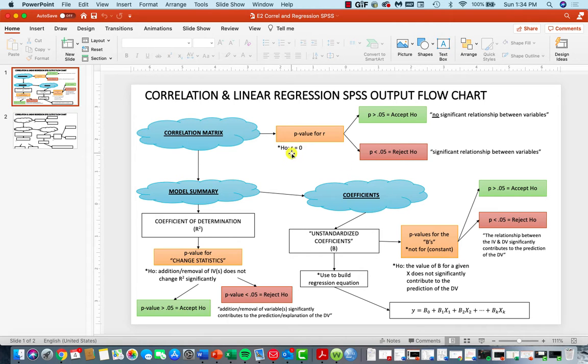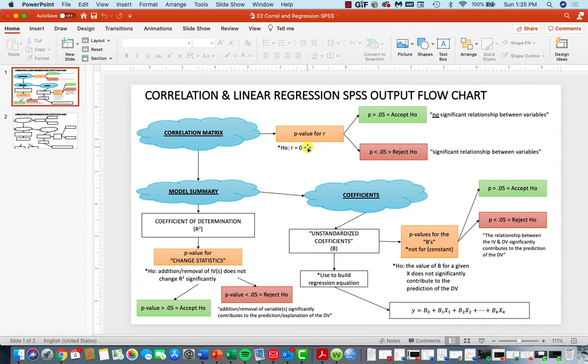Given a certain R value, remember, for correlations, we're looking at relationships. So our null hypothesis for correlations is that there is no relationship, meaning R would be 0, between any two given variables. The null hypothesis that we're evaluating when we look at these asterisks in our table is that there is no relationship between any two given variables.